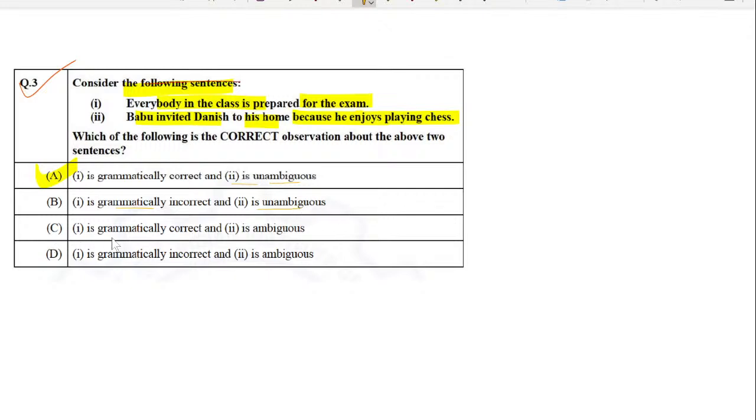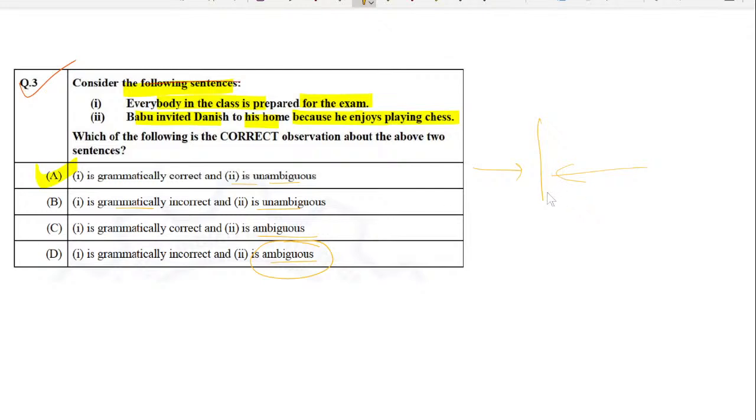Option C says that 1 is grammatically correct and 2 is ambiguous, and option D says that 1 is grammatically incorrect and 2 is ambiguous. Okay, now here we get a new word, which is ambiguous. We first find the meaning of the word ambiguous. Ambiguous means having a double meaning, in the sense that a sentence can mean two different things.